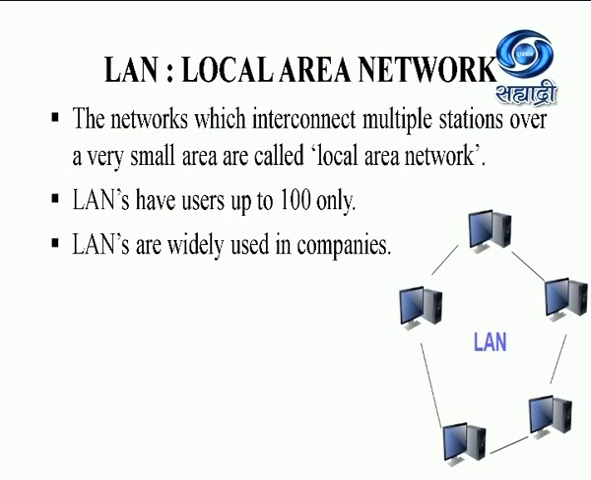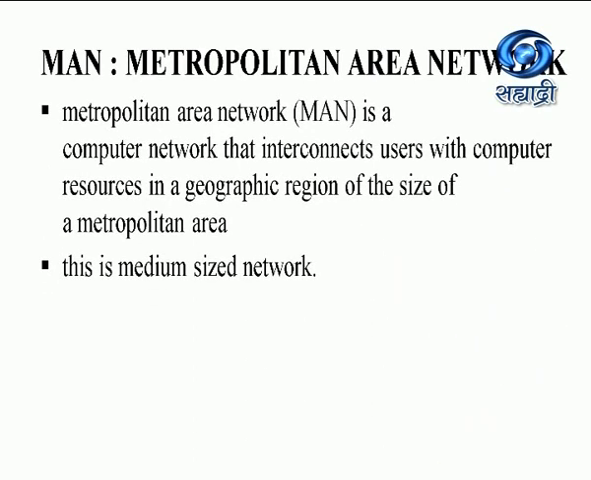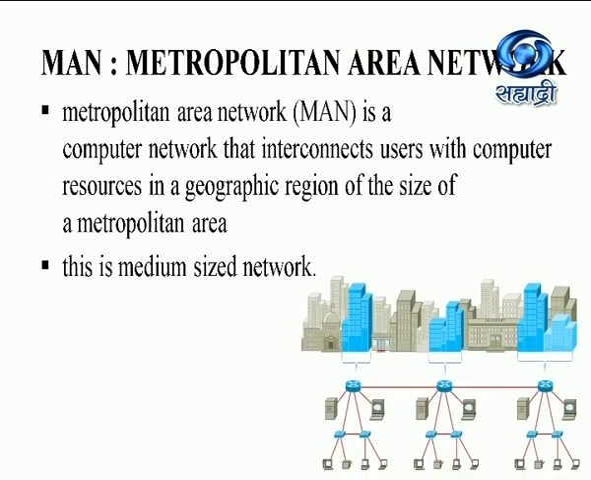So we can use this LAN for only small areas. Second type of network is MAN, that is metropolitan area network. So this is a computer network that interconnects users with computer resources in a geographic region of the size of a metropolitan area. So this is basically a medium sized network. Within a city, we can use this MAN network.